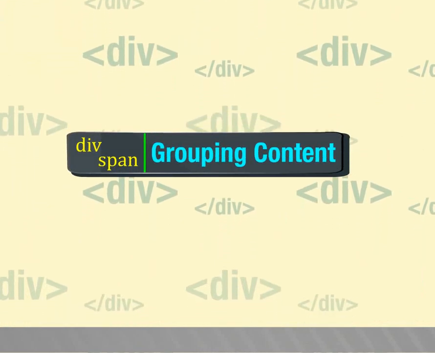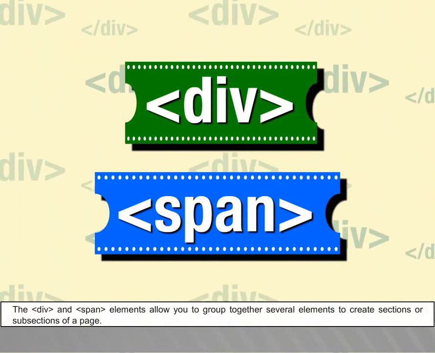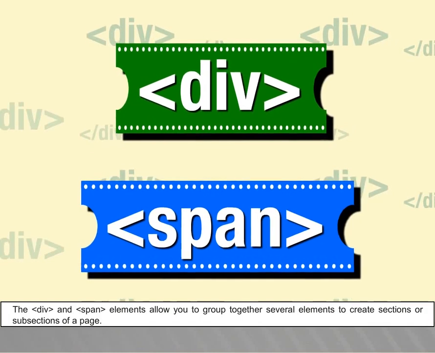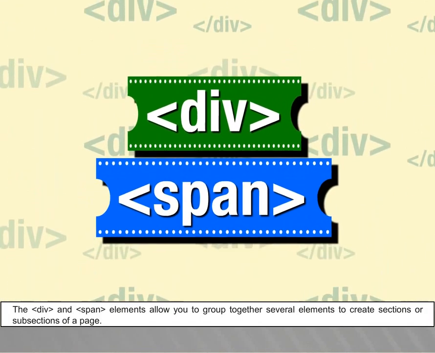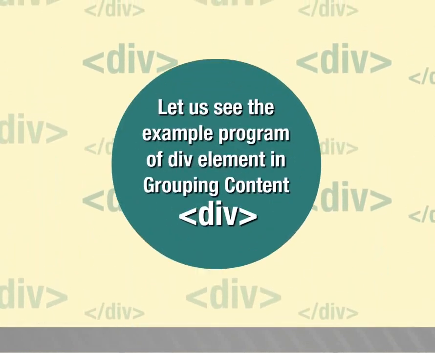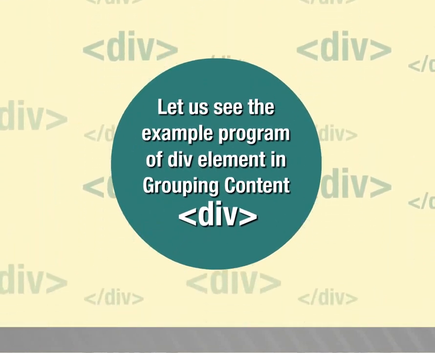Grouping content. The DIV and SPAN elements allow you to group together several elements to create sections or subsections of a page. Let us see the example program of DIV element in grouping content.